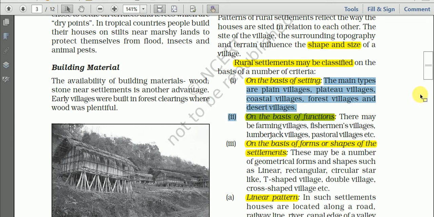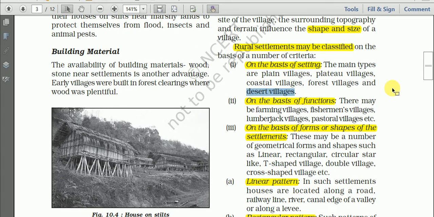So on the basis of setting, the main types of settlements are plain villages, plateau villages. See here, plain villages means a village located on the plain. Then plateau villages located on a plateau. Then coastal villages, forest villages, and desert villages, and so on. These are the different types of rural settlements on the basis of setting.